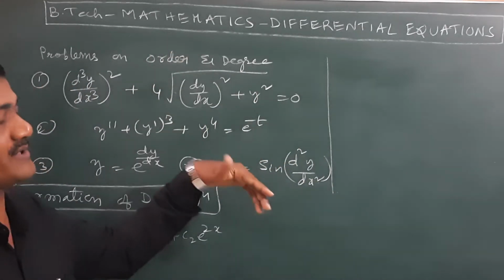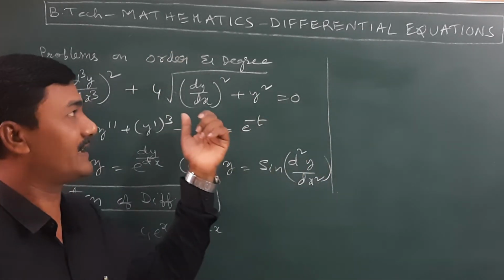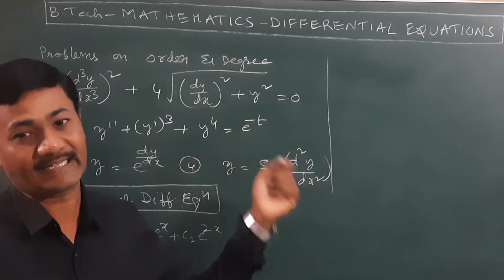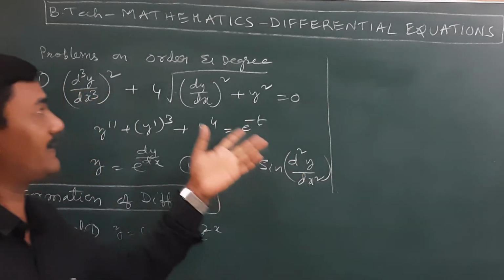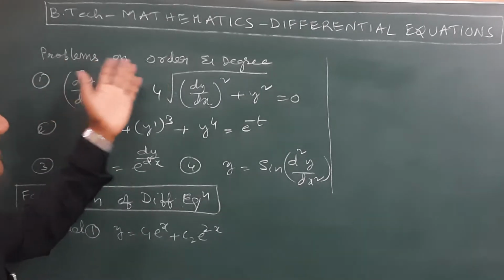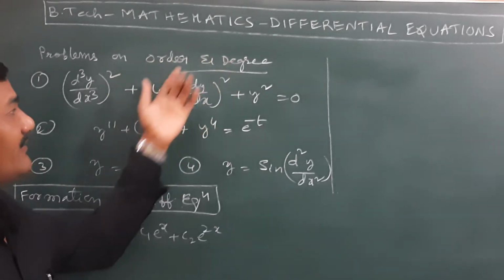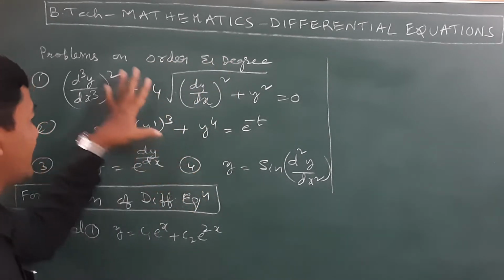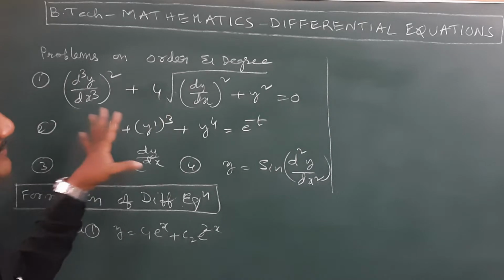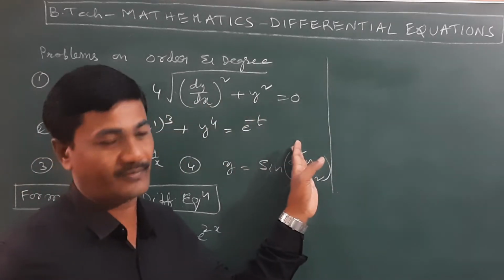Earlier we discussed some important points on differential equations, order and degree. Some more problems we will discuss in today's class. How can we find order and degree? These two models are very important from the GATE examination point of view, right?